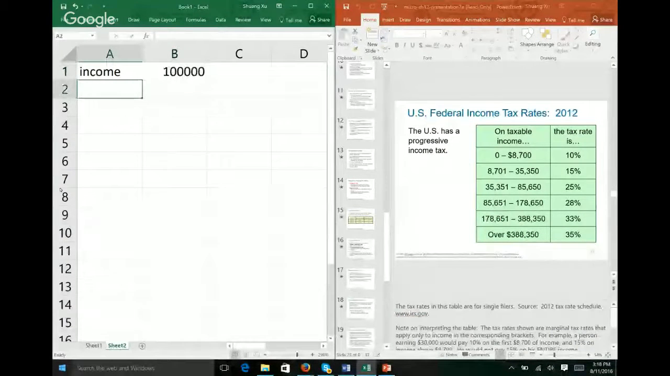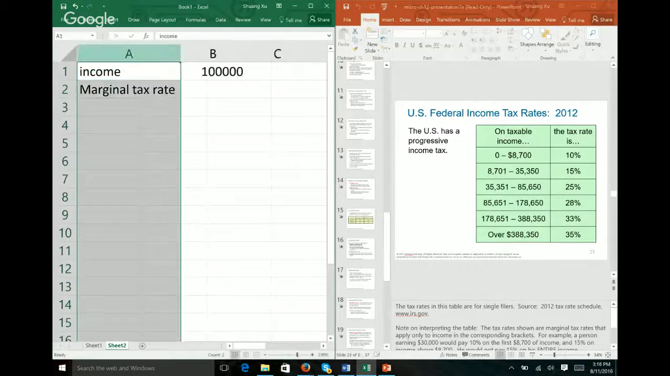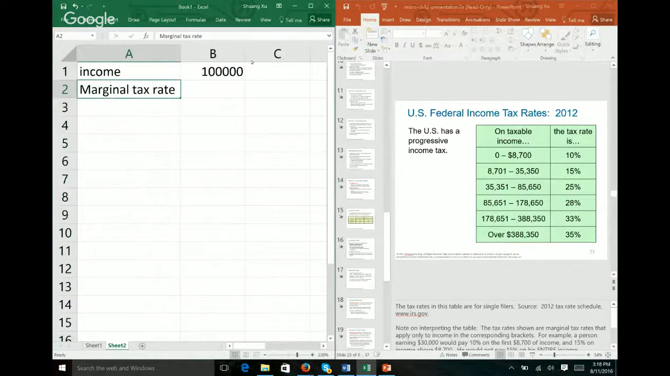If the question is asking for the marginal tax rate, you don't have to do much. Just go to the table and see where the income level is. That's your marginal tax rate. On this table, your $100,000 is between 85,000 and 178,000, so the marginal tax rate is just 28%. It's very easy. Just go to the table, see where the number is. That's the marginal tax rate.